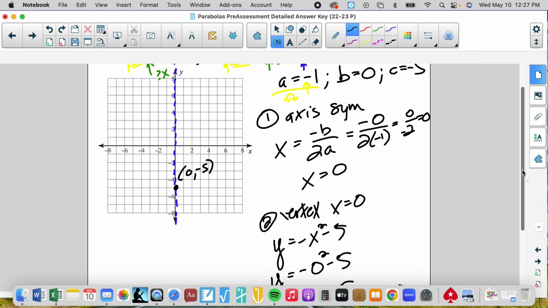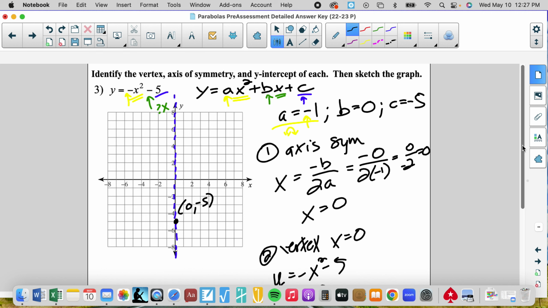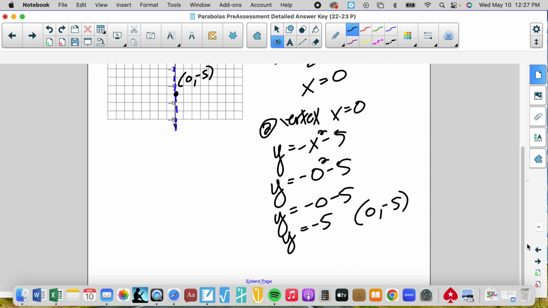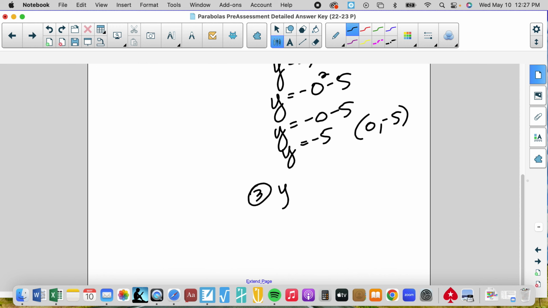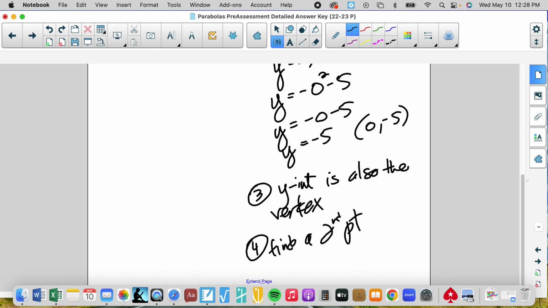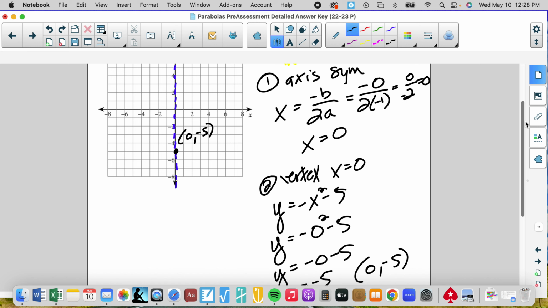All right, now next step is the y-intercept. Uh-oh! What do we notice? My y-intercept is already here. My vertex is my y-intercept. Bummer! My y-intercept in this case is also the vertex. So we can't use it as my second point. So here's the bummer of this problem. We have to find a second point. How do we find a point anytime? We have to pick an x value. We've only used 0, so we're going to have to find an x value that we haven't used yet.